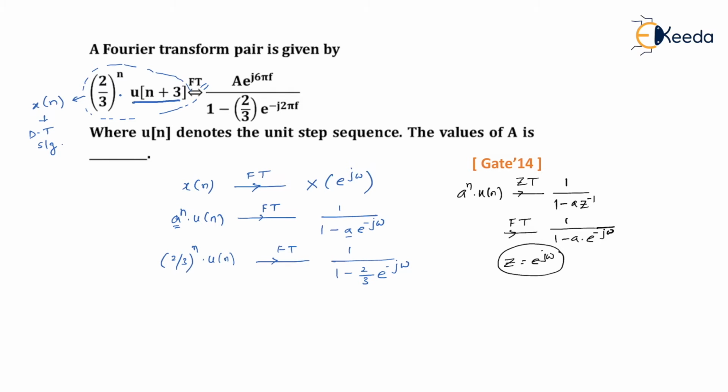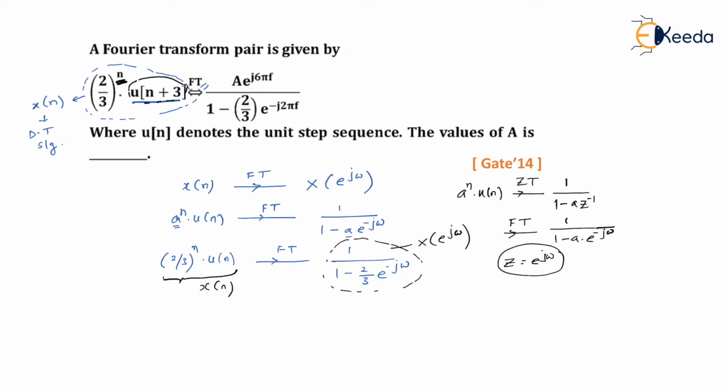But then the function is not the same as what we have written over here. So let me assume this function is x of n, and whatever we have is X of e to the power j omega. Am I right? If you see carefully, it is u of n plus 3. It means someone must have tried to advance the signal by 3, but that n plus 3 is missing here. So what we will do is ignore it right now. We know that for a given signal x of n, the Fourier transform is X of e to the power j omega.